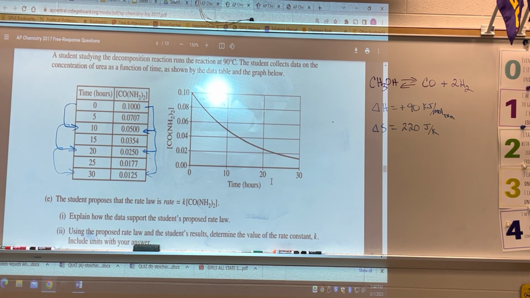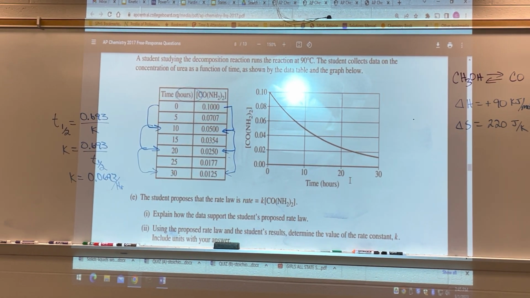Now, how do I find my rate constant K then if it's first order? Now this is on your equation sheet. K is going to equal 0.693 over T1 half, over 10, so K is going to equal 0.0693 per hour. You got to have the unit, 1 point for the unit.